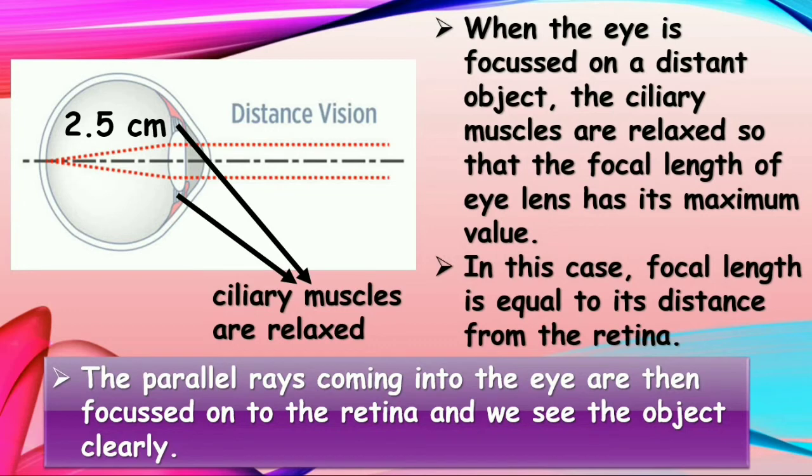When the eye is focused on a distant object, the ciliary muscles are relaxed so that the focal length of the eye lens has its maximum value. So in this case, the focal length is equal to its distance from the retina, that is 2.5 centimeters. The parallel rays coming into the eye are then focused onto the retina and we see the object clearly.